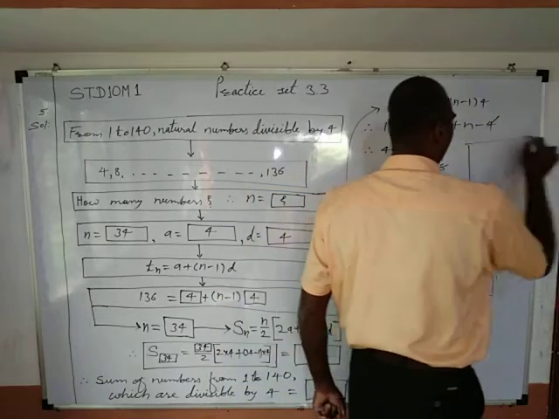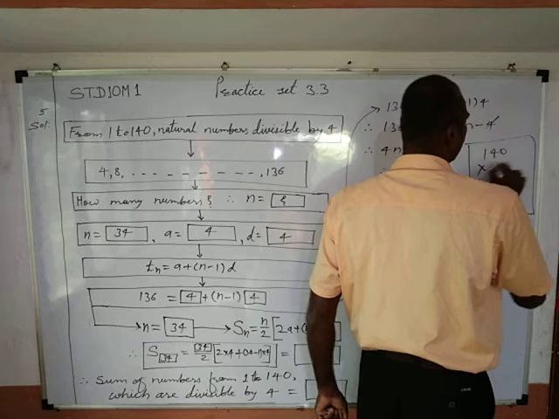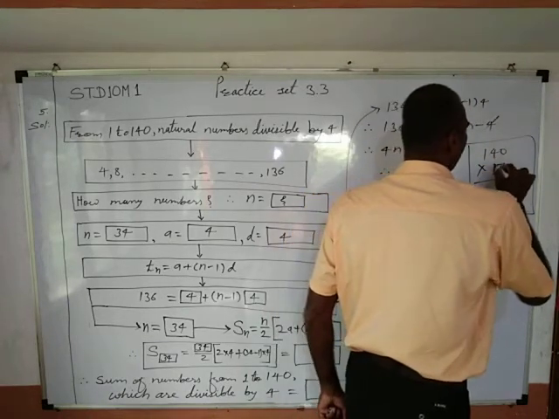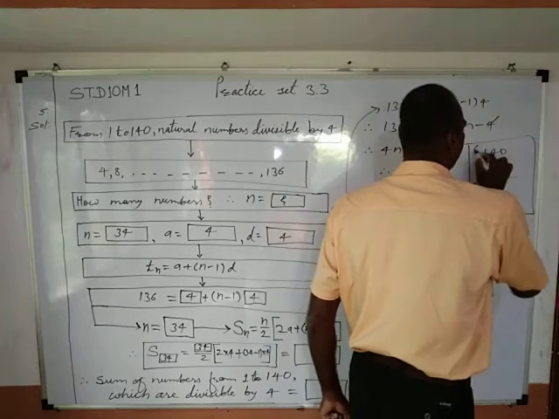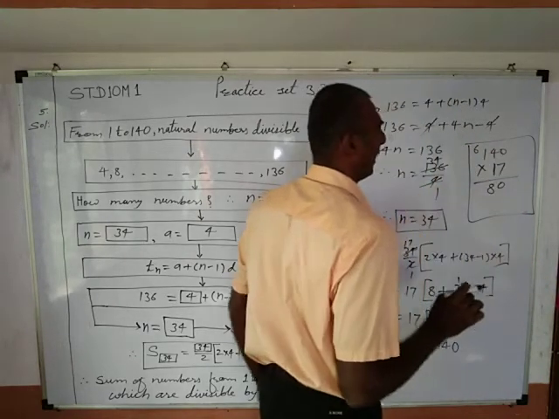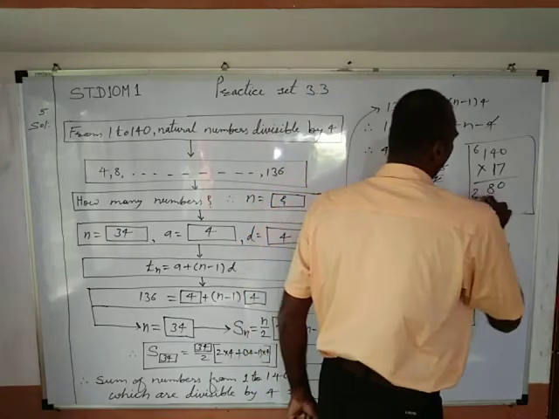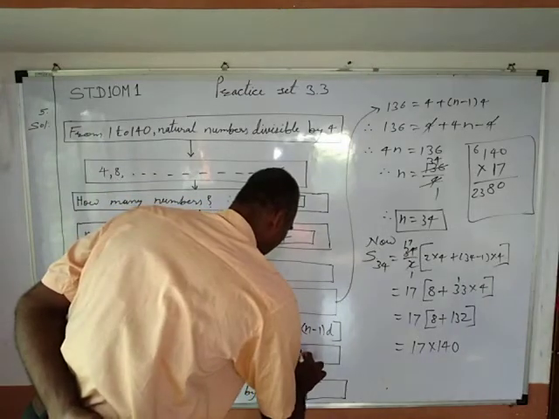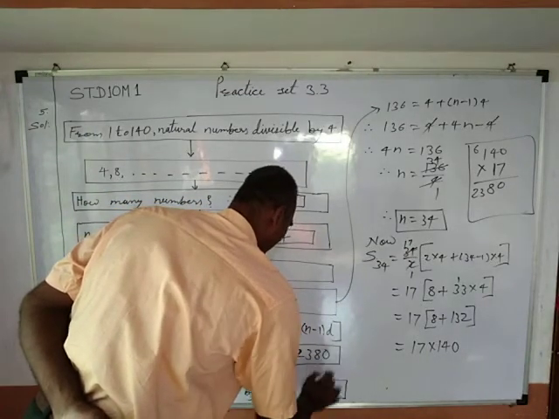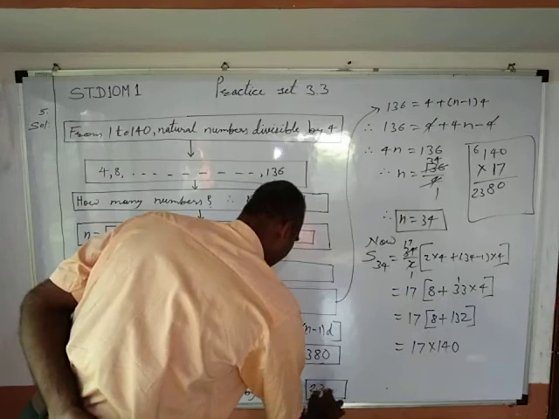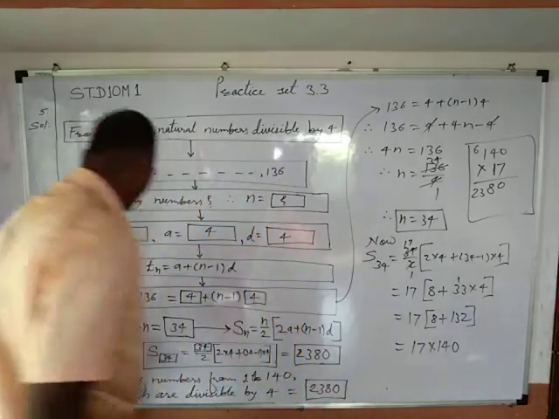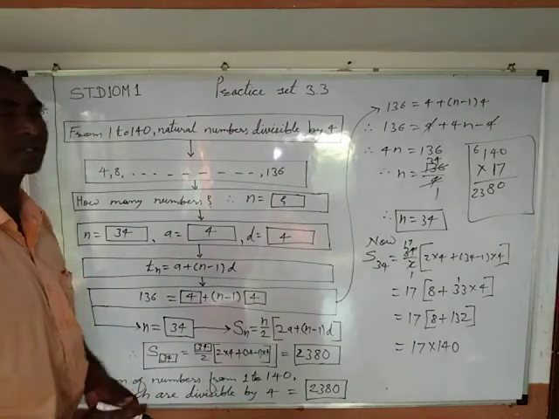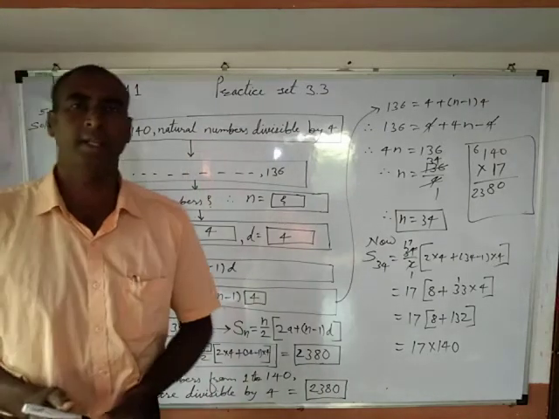140 into 17. 17 times 0 is 0, 17 times 4 is 68, carry 6, 17 ones are 17 and 6 gives us 23, means 2380. Therefore the sum of numbers from 1 to 140 which are divisible by 4 equals 2380.